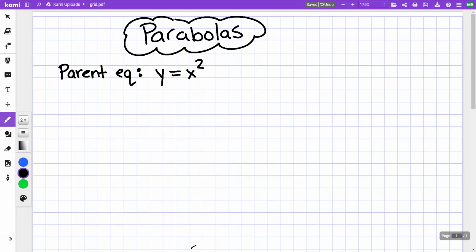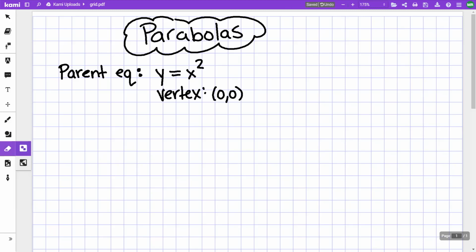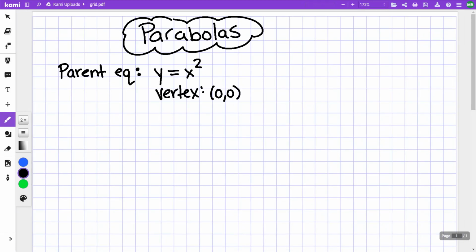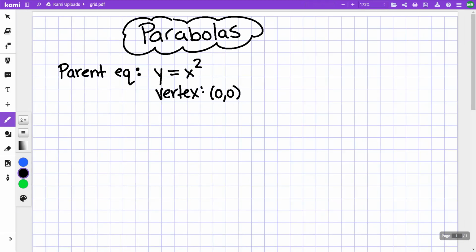And our vertex for that is going to be 0, 0. Okay. Now, when I go and graph this, I'm going to draw my graph right here. I don't need to go below the x-axis for this because when I square something, I get a positive, but I'd like us to get up to at least a 9. Okay. So make sure you can get up to 9.